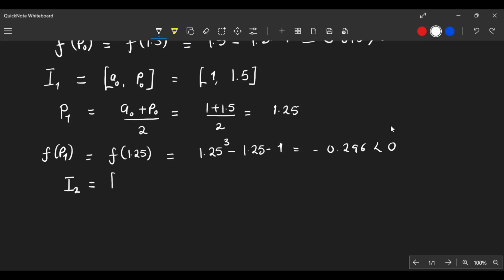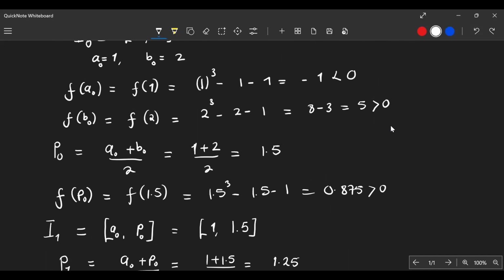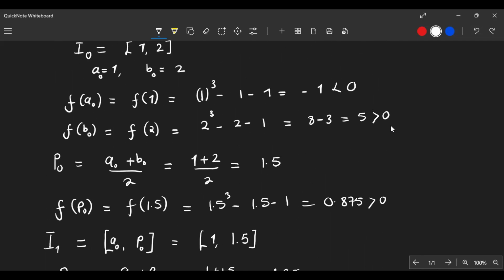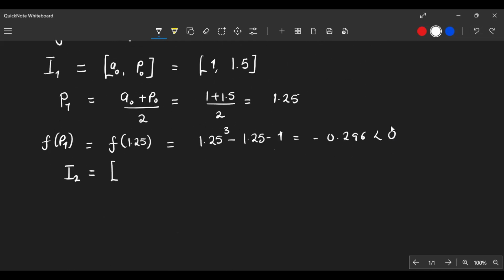Okay, now I'll check the previous interval. Remember that the previous interval, this one, which is A naught, gave us a negative, right? And the new value, which is P1, sorry, P2, has given us a negative again. So it means I have to update this one now. In place of A naught, I'm going to replace it with my P1. So A naught will be replaced by P1.